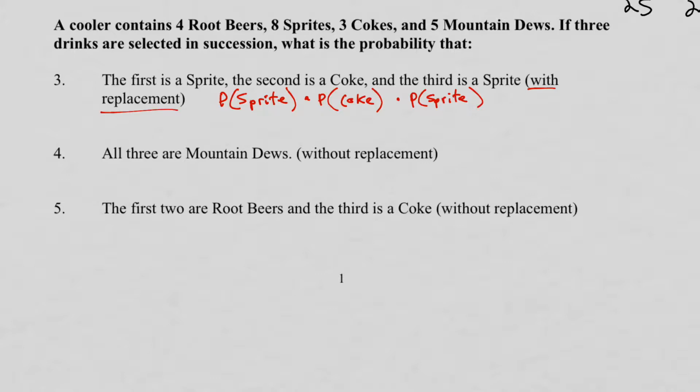That means that our total will stay the same in the denominator. And how many total are there? 20, yep. So that means it's 20 here, 20 here, 20 here, okay? So how many Sprites? It's right there. That's 8. Coke is right here. And Sprite is 8 as well. So this is pretty straightforward because it's with replacement.